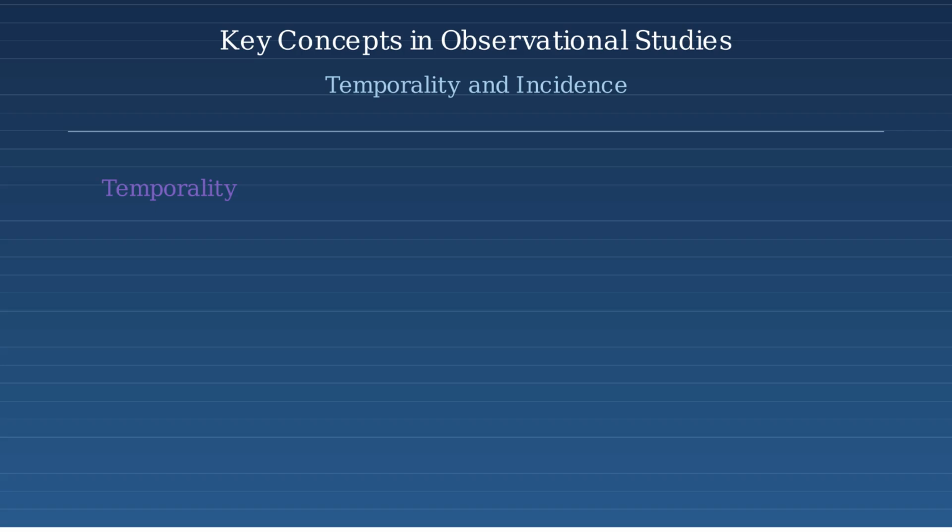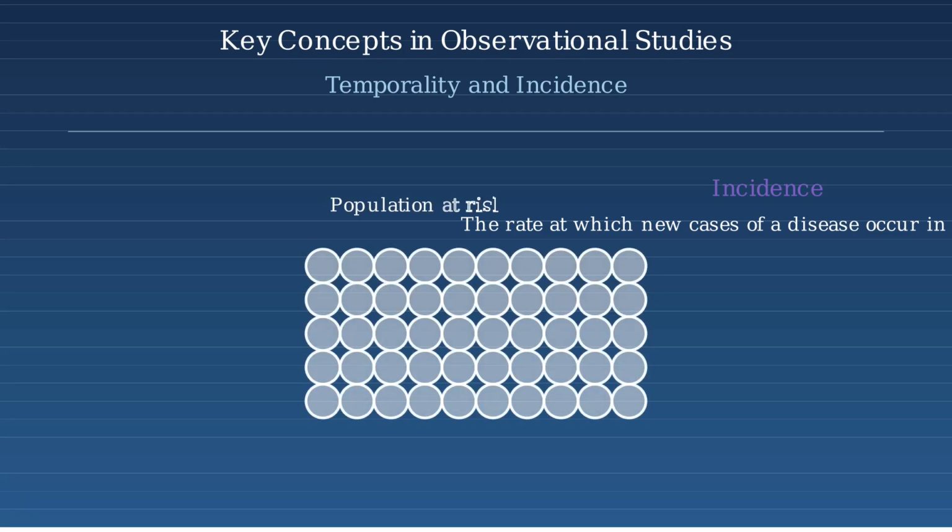Now let's explore the concept of incidence in epidemiology. Incidence is the rate at which new cases of a disease occur in a population over a specific period of time. To understand incidence, consider a population of 50 people who are initially disease-free.